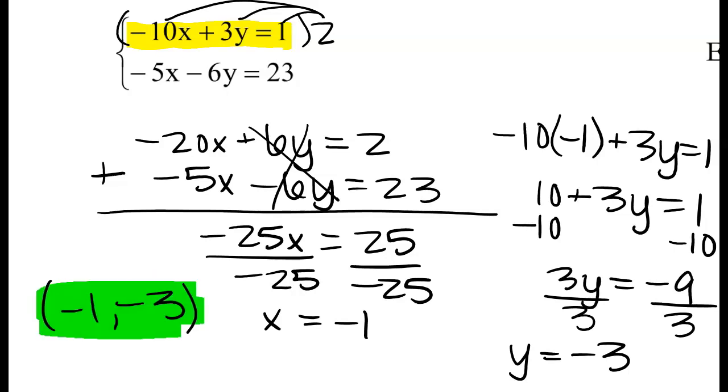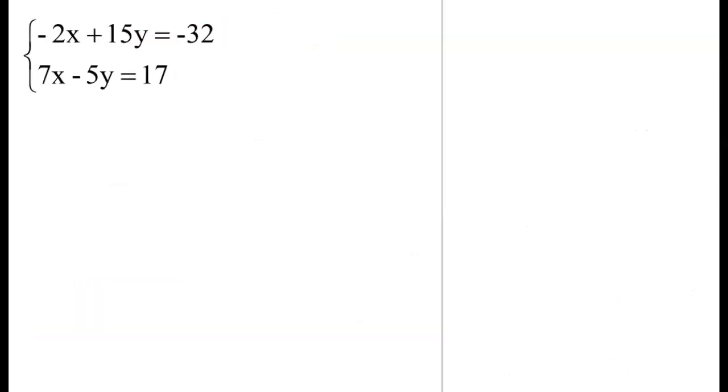Okay, so let's go ahead and do one more example. Now remember, the first goal is to make it so that you have the same number but opposite signs in front of one of your variables. So I'm going to analyze each of the variables to decide which one would be easier to work with here. I'm noticing I have a 2 and a 7 to work with when it comes to the x's, and I don't think there's a nice number to multiply 2 by in order to get 7, so I'm not going to do the x's.